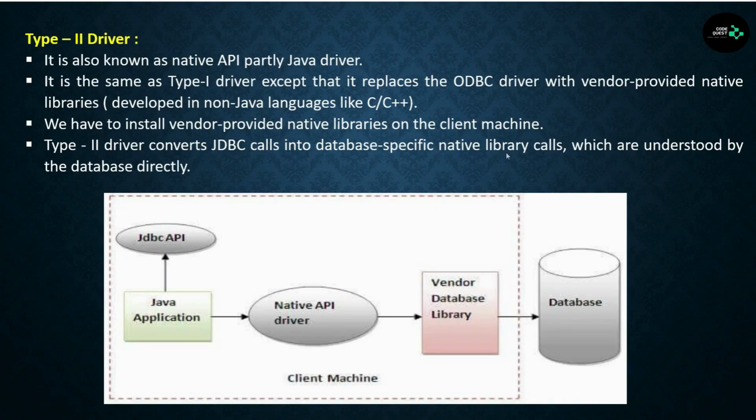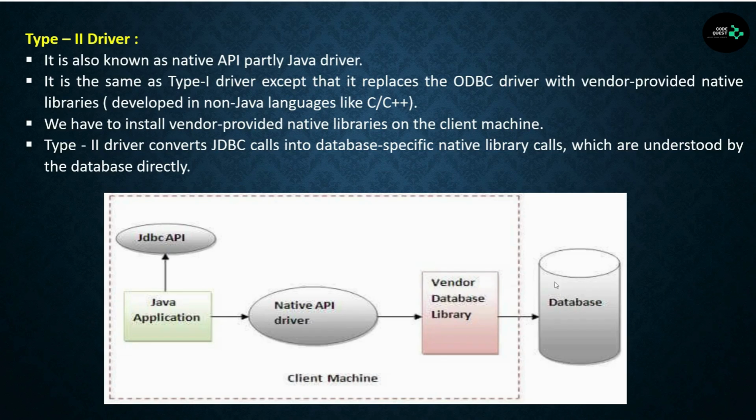So when I say native library calls, native libraries are nothing but the instructions or the code which is developed using a non-Java language, like C or C++, but it is not written in Java. So this type 2 driver is going to convert the JDBC calls that we have made in the Java application into native library calls. And those native library calls are understood by the specific database.